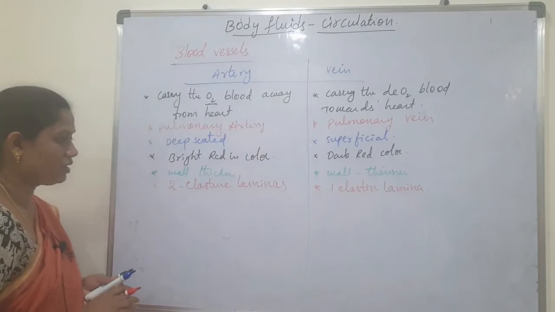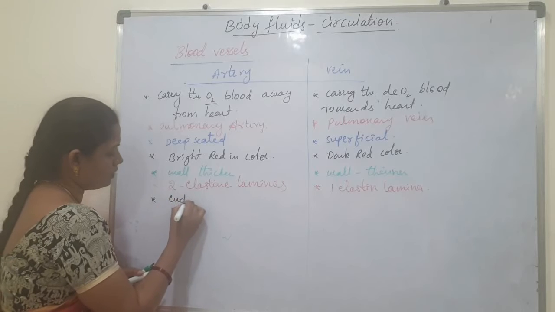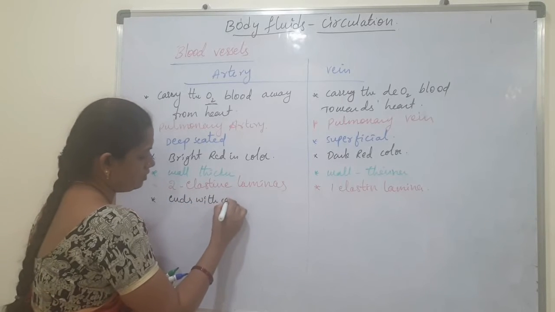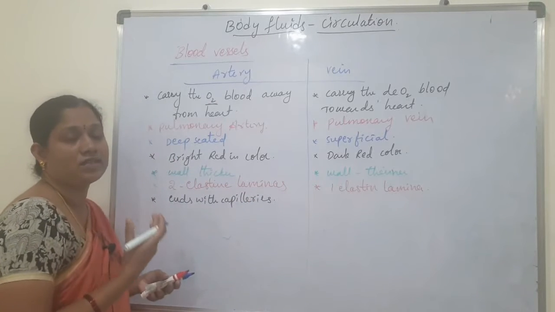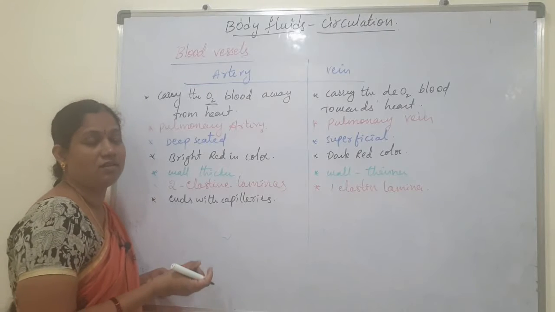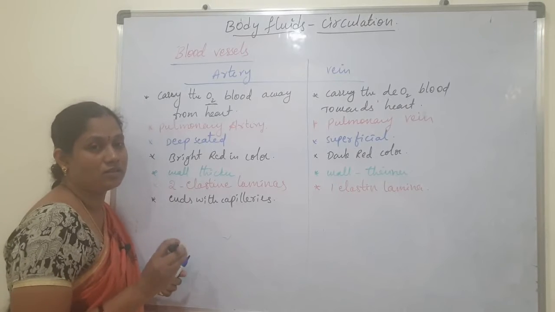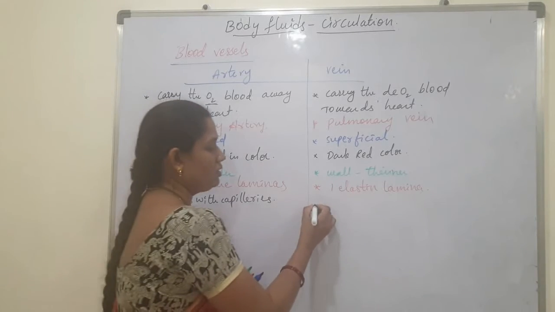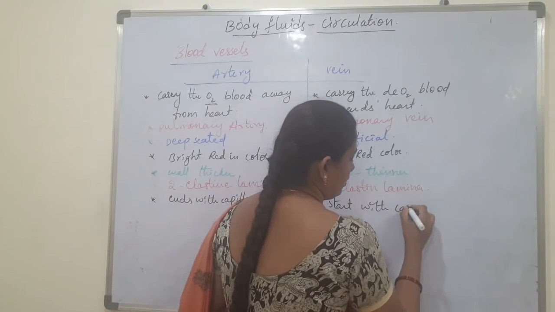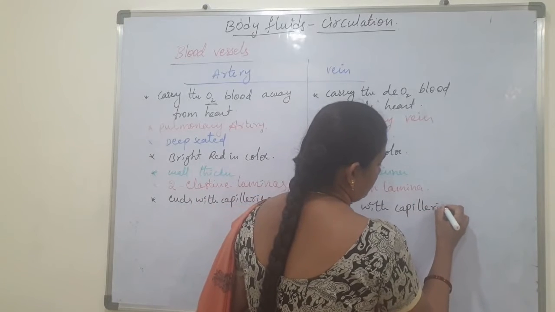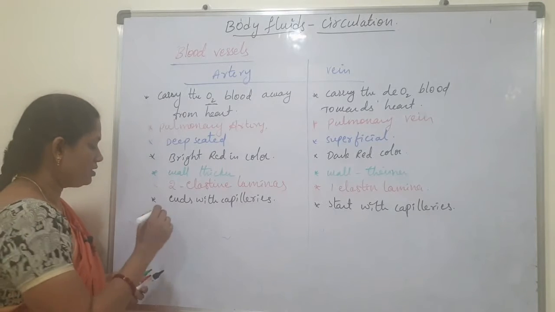Okay. Next, arteries end with capillaries. They carry the blood and finally end in the body part with capillaries. It divides into many branches, and those small branches are called capillaries. Here, veins start with capillaries. All capillaries join to form veins.